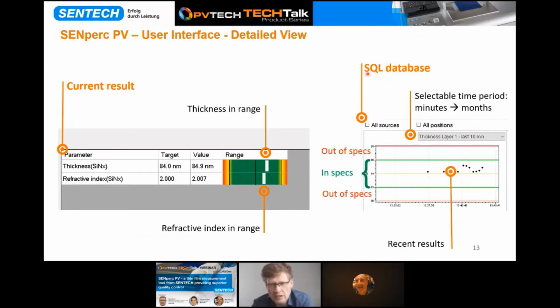The SQL database shows the same information for the recent results. The green lines show the limits according to the green range in the results section on the left-hand side. When they are outside these green lines, we are out of specs, and these are the rejected wafers. The timeline can be selected between minutes or even months and is completely user adjustable in how long this period will be.